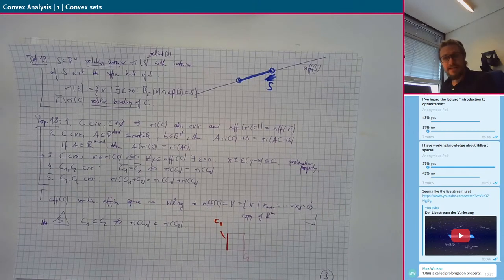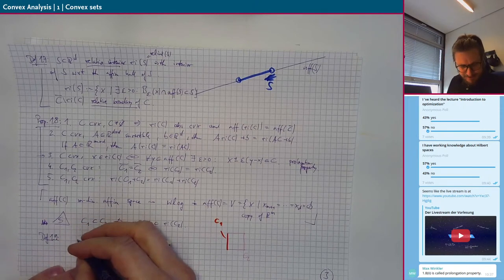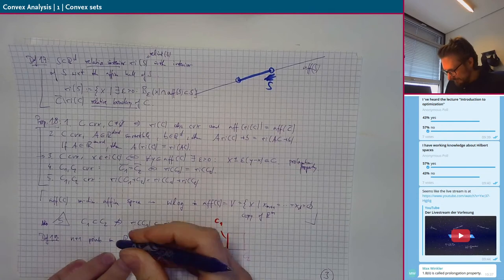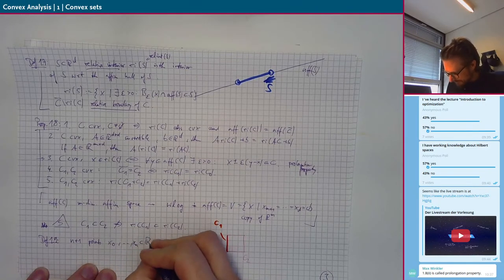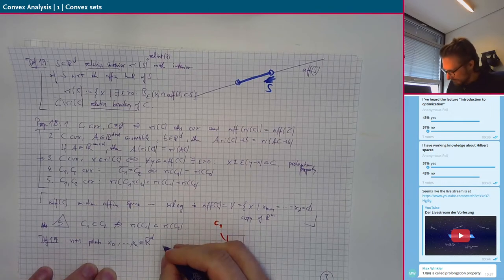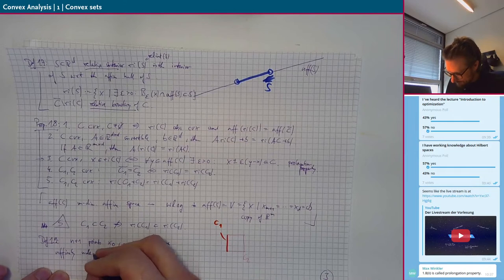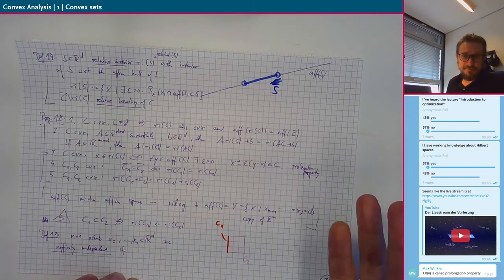Now, I said that the affine hull and affine combinations have something to do with linear combinations, and actually there's even a notion of independence, not in a linear way, but in an affine way. That's the next definition. Definition 1.9 says: n plus 1 points x0 to xn, elements of R^d, are affinely independent if their affine hull has dimension n.